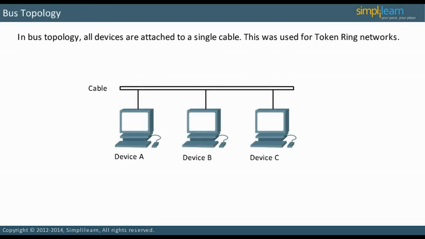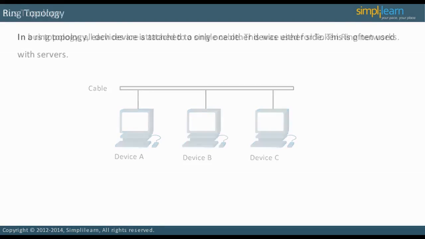The image on the slide depicts that all devices are attached to a single cable in a bus topology. This was used for token ring networks. As shown in the image, devices A, B, and C are attached to a cable. Note that in a bus, all the attached devices receive all the data, whether it is addressed to them or not. This results in a very busy network. We will move on to the ring topology in the next slide.